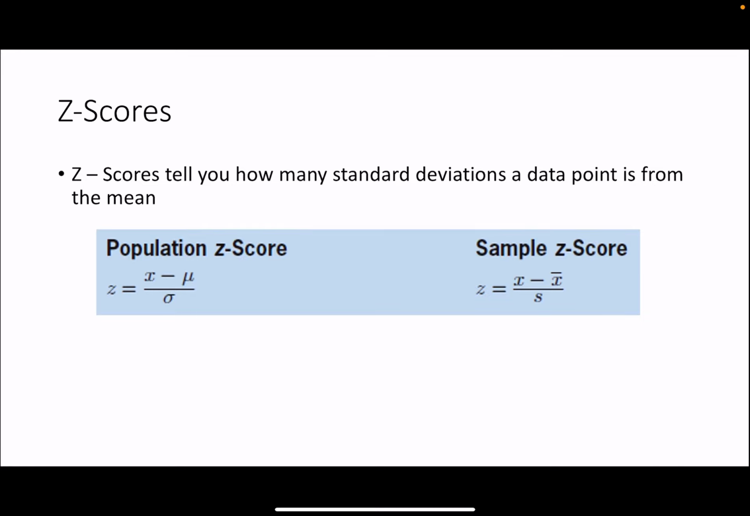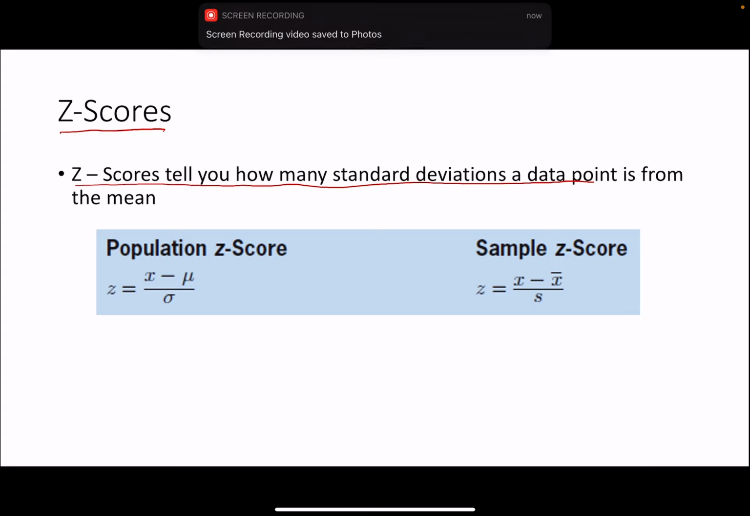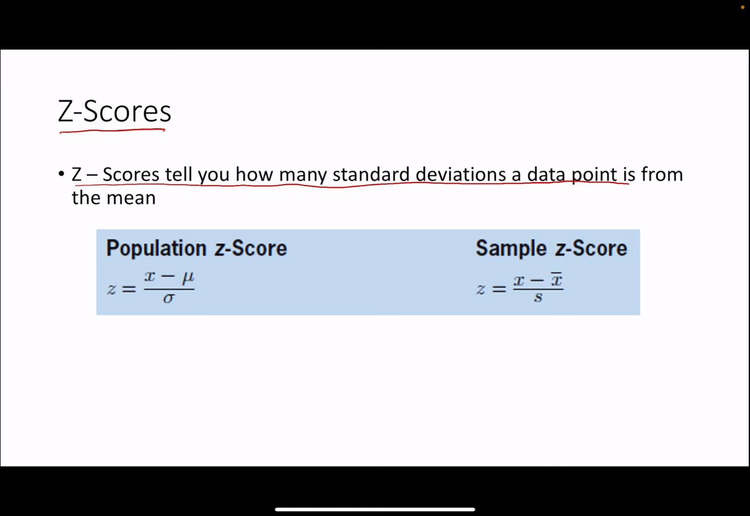Okay, we are looking at z-scores. What do z-scores do? Z-scores tell you how many standard deviations a data point is from the mean. So how many standard deviations is a data point from the mean? So we have a population z-score, which is just x minus mu over sigma.